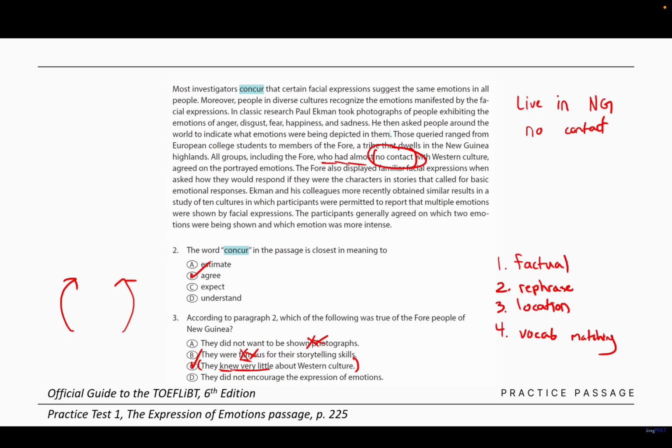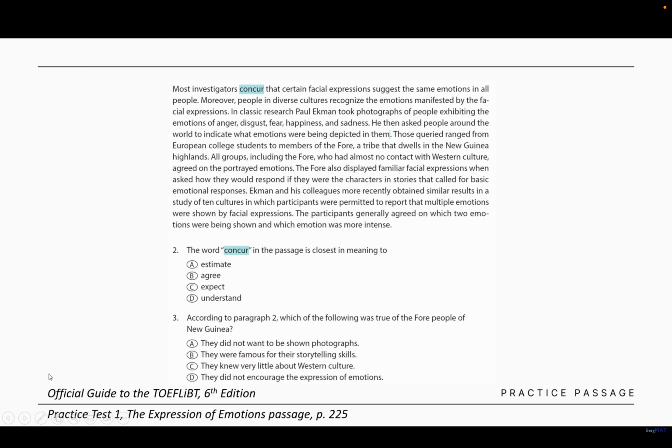Question from Shrey. Hey, Shrey. Hi, Chris. So I have a question in a second question. Sure. So if you don't know the meaning of concur, how would you approach this? Good question. So let's imagine we don't know the meaning of concur. We have no idea. So in that case, what you want to do is just eliminate it. Just ignore.